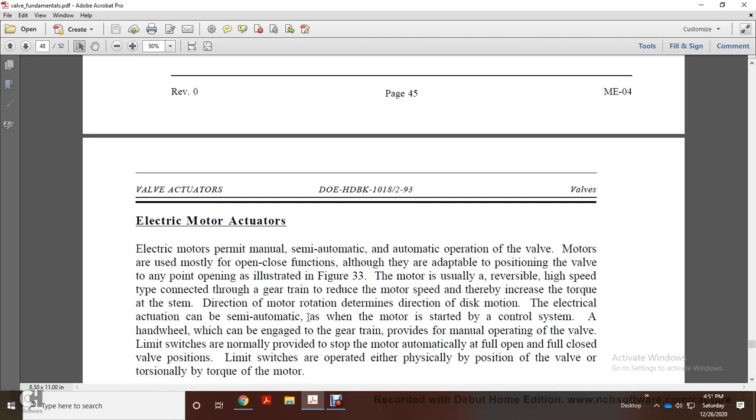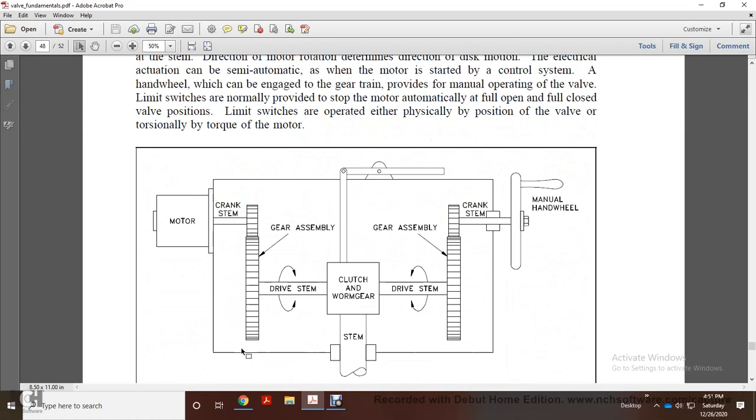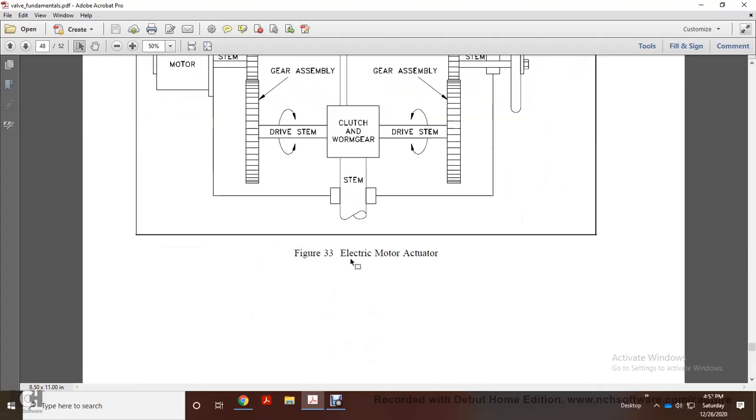Electrical actuation can be semi-automatic, where the motor is started with a control system. A hand wheel can be engaged with a gear train for manual operation of the valve. Limit switches are normally provided to stop the motor automatically at the fully open and fully closed valve positions. Limit switches are operated by either the physical position of the valve or the torque of the motor. It shows the motor, crank stem, gear assembly, drive stem, clutch and worm gear, and hand wheel.